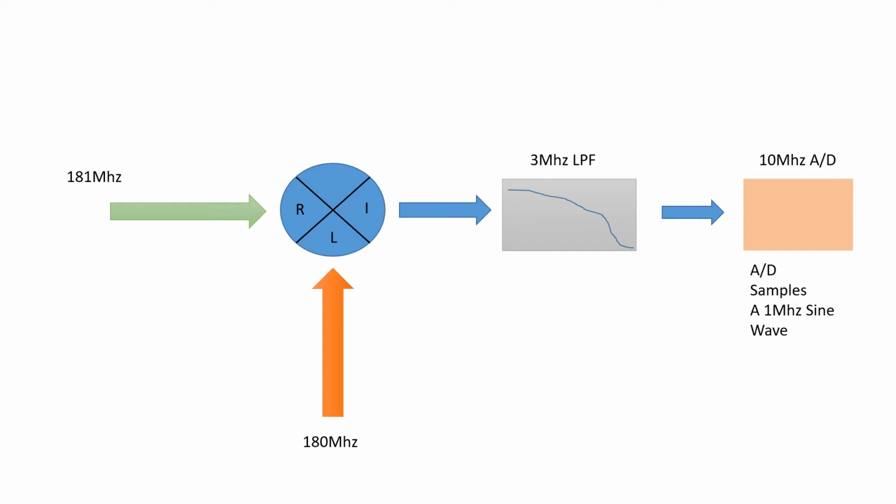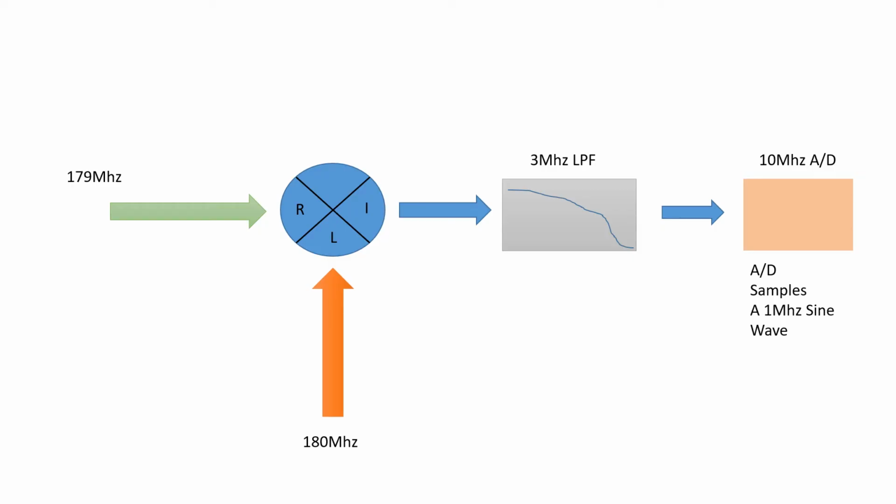We low pass filter it so that we only are picking off the difference frequency. And it's clear that this A to D, analog to digital converter, running at a 10 meg clock will only see a 1 megahertz sine wave, right? Because the difference between 181 and 180 is 1 megahertz. So far, so good.